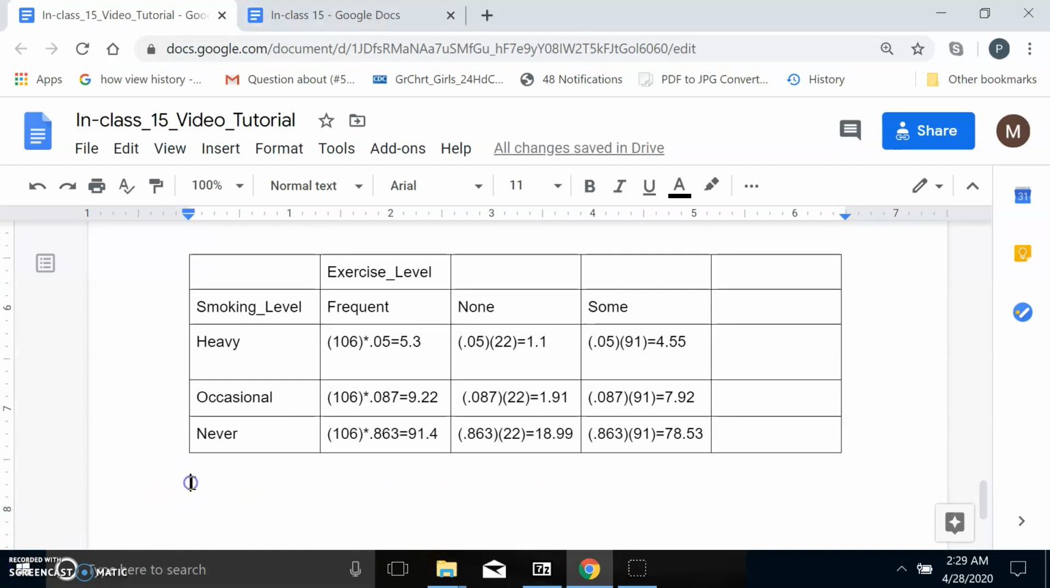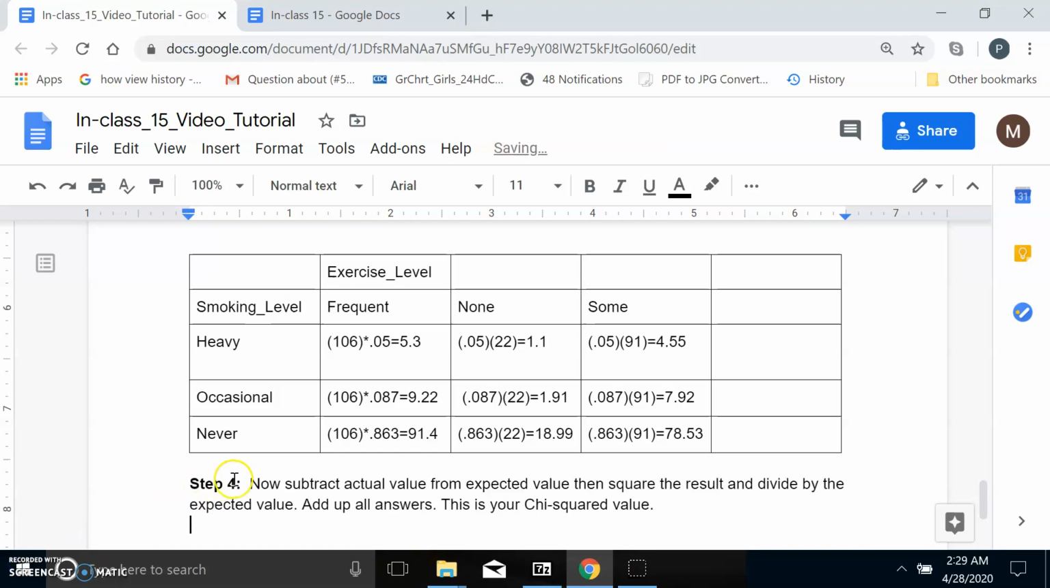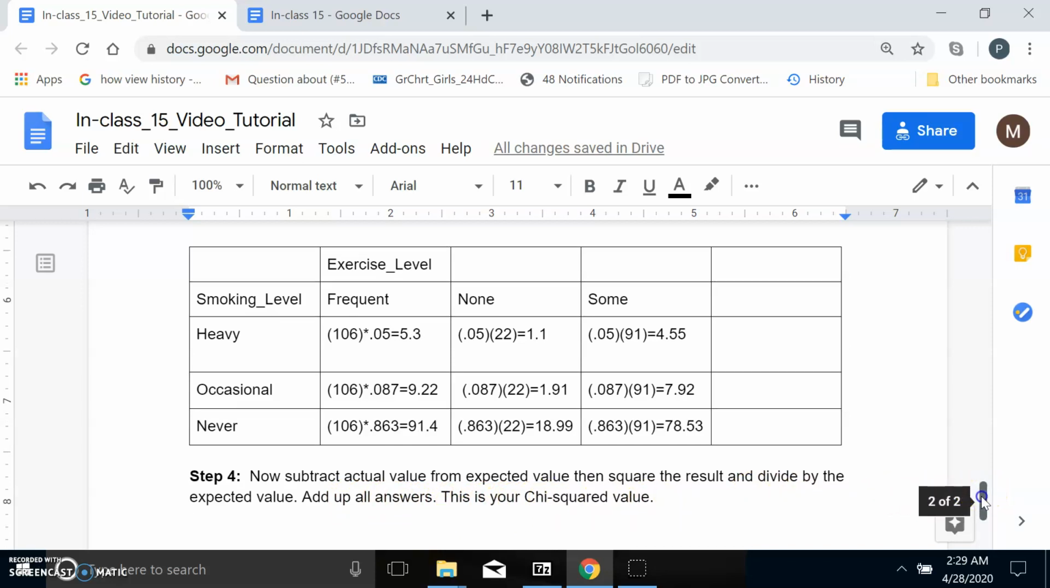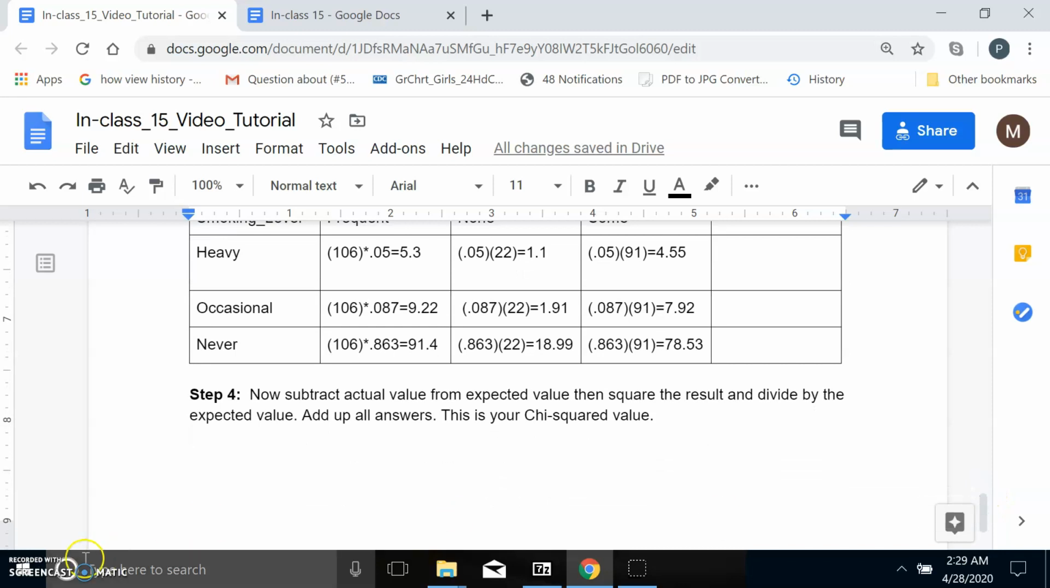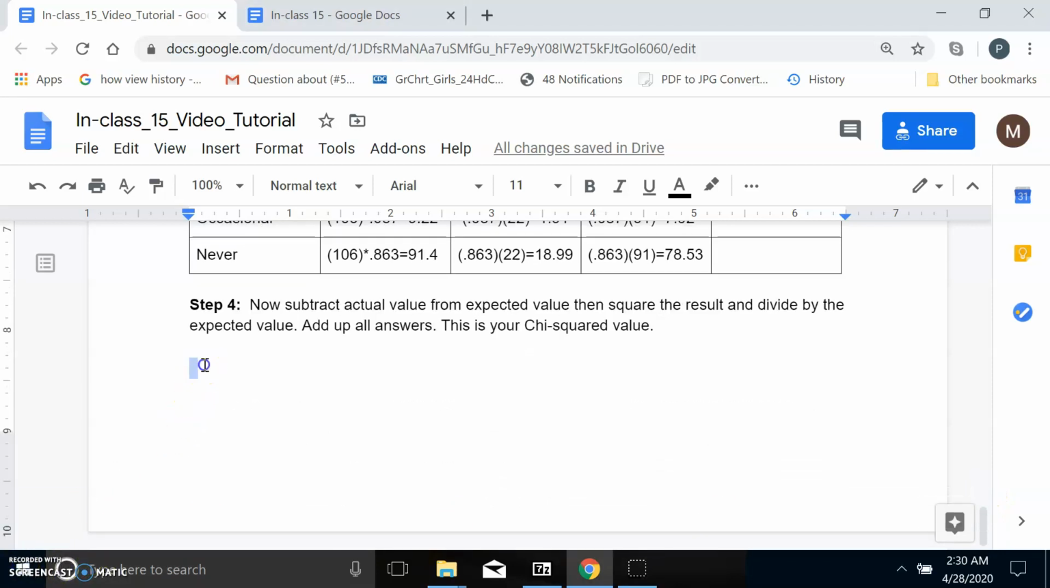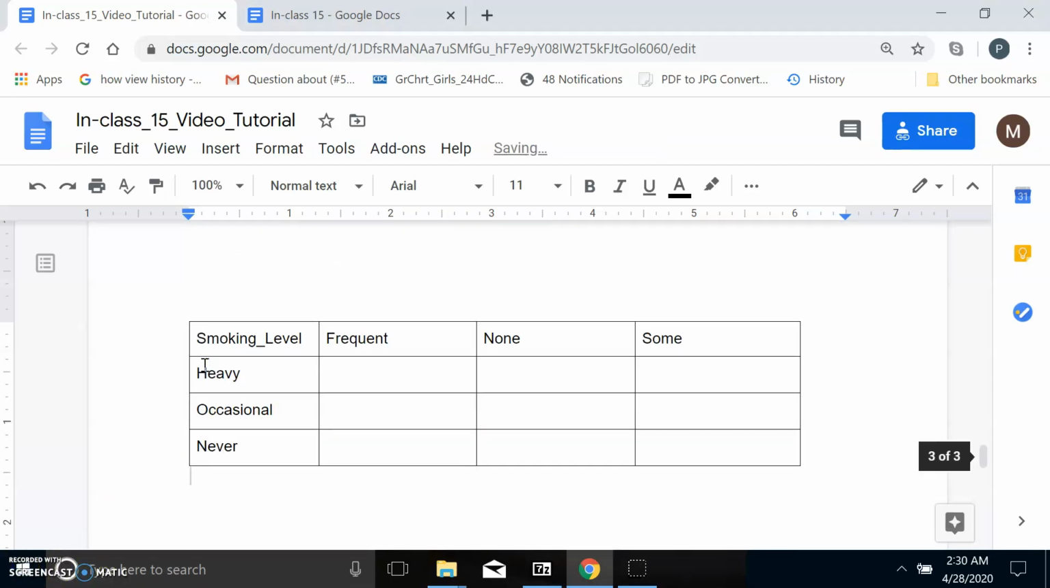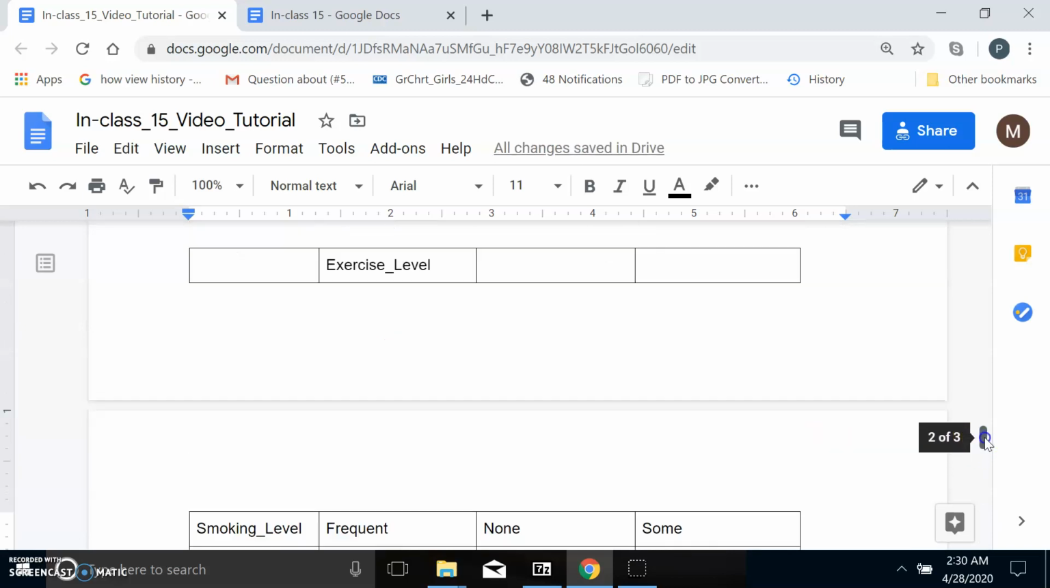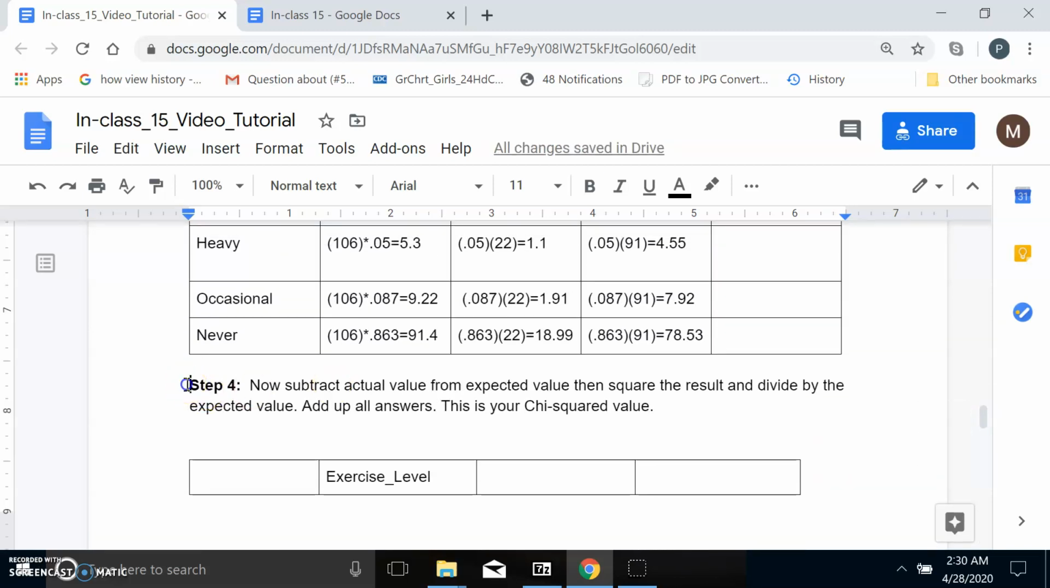Okay, so here is step 4. It says now subtract the actual value from expected value, then square the result and divide by expected value. Add up all answers. This is your chi-squared value. Okay, so let's do that. Let's write another table down here. Let's copy my table here and put this in a new page. Step 4 directions.